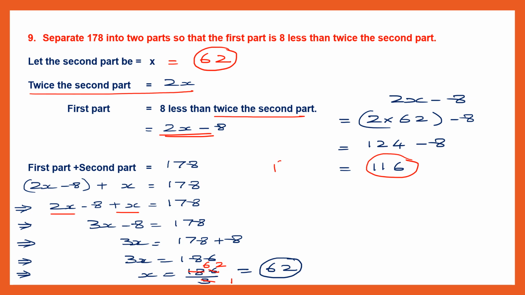So the first part is 116 and the second part we have found is 62. So we've got our answer, 116 and 62. So the two parts are, first you can write down the first one, that is 116, and then the second part, that is 62. So we've got our answer there.